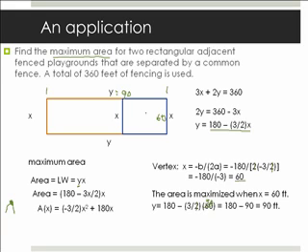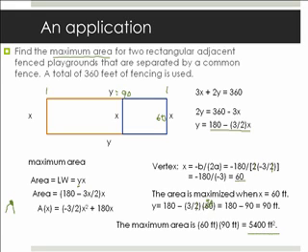When x is 60 and y is 90, the area is y times x, where 60 times 90 is 5,400 square feet. And this is what we're asked for. Find the maximum area. 5,400 square feet is the answer.